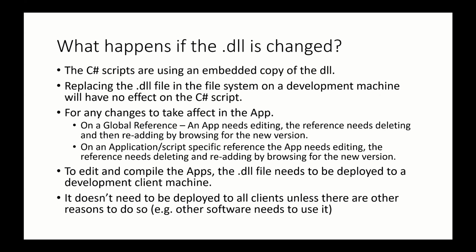So for any changes to take effect in the app on a global reference, the app needs editing, the reference needs deleting, which will remove it from the ADM script reference table, and then it needs re-adding by browsing for the new version, and the copy of the new version will be inserted into the table, and hey presto, any app that actually references it will burst into life. On an application or a script-specific reference, the app needs editing, the reference needs deleting, and then re-adding by browsing for the new version. When it's added, it will be copied back into the TXT file and it will burst back into life.